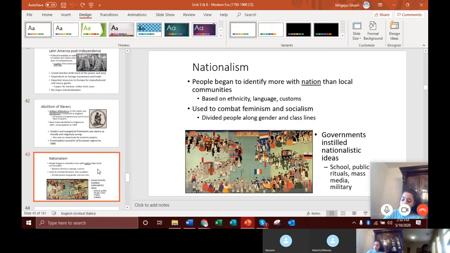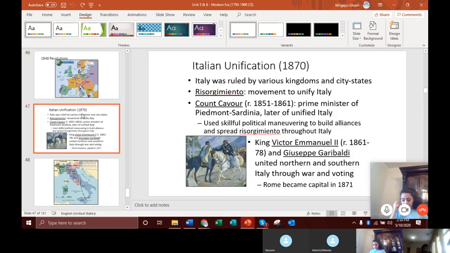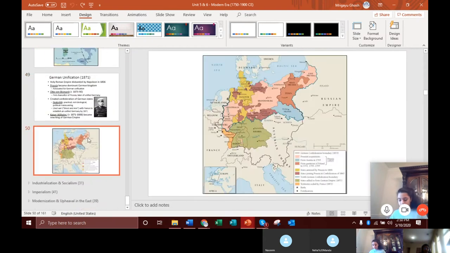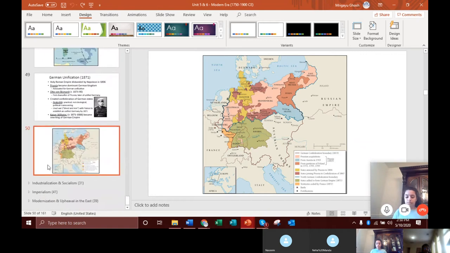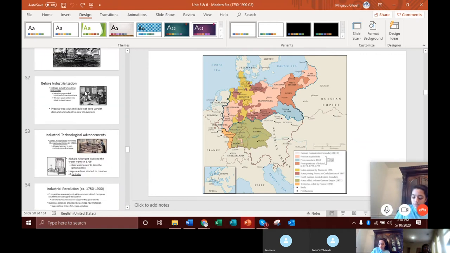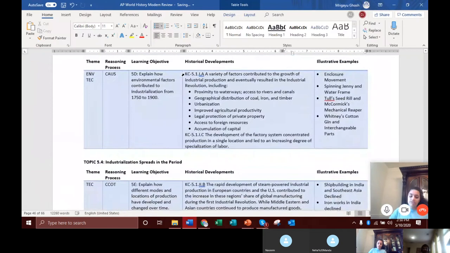Okay, and then we have nationalism, we talked about that, 1848, we talked about that, Italian, we talked about that, German, good. Okay, great, I think we're good with revolutions here. All right, now we move on to the Industrial Revolution.